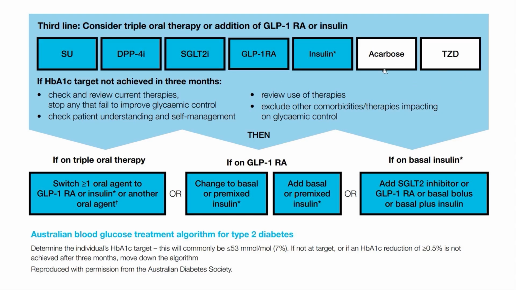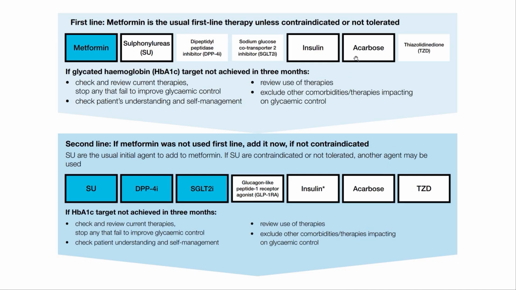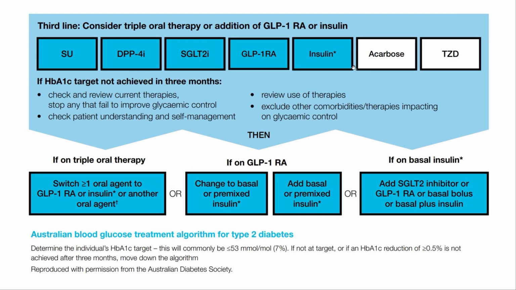And you'll notice that thiazolidinediones and acarbose were never highlighted in blue. So these drugs exist, but only the things that are blue are what are recommended by evidence. So I think these two are going to disappear. Thiazolidinediones are contraindicated in heart failure, just as a random fact.